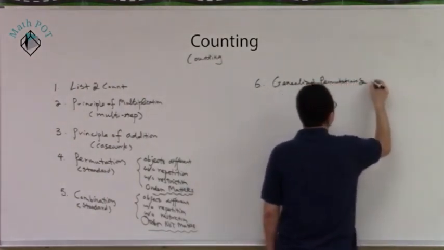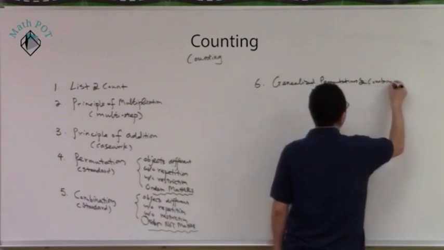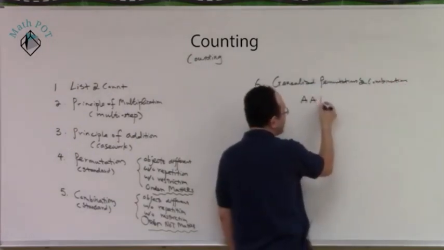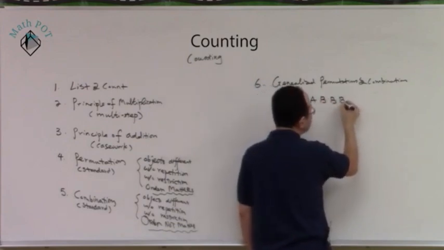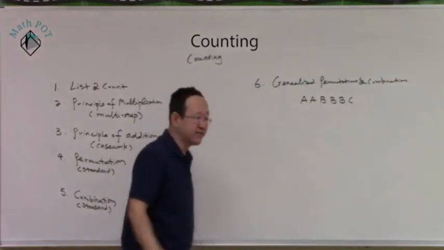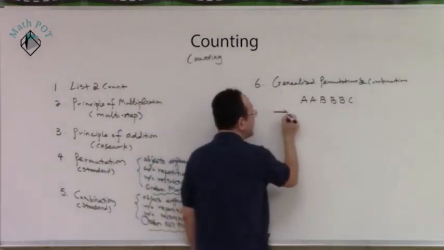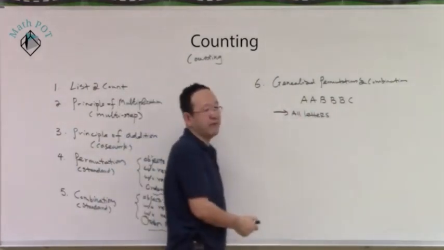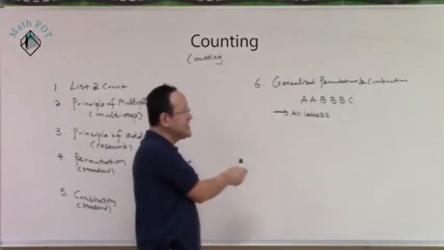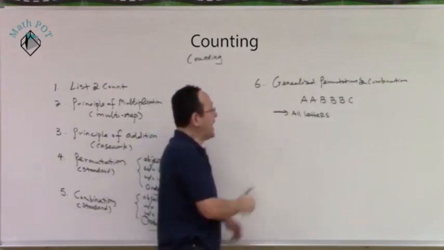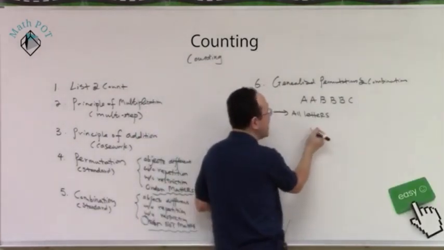Next, a permutation and combination problem. I have 6 letters: A, A, B, B, B, and C. I want to rearrange all those 6 letters. You heard right, I need to use all letters. So how many different words can we create? If you see this situation, this is a generalized permutation combination problem. The answer is pretty easy to figure out.